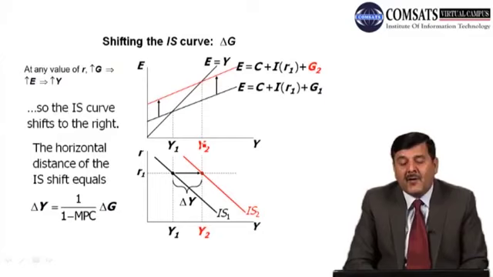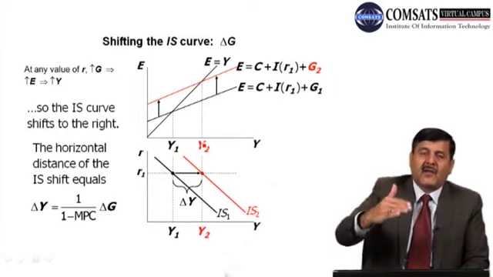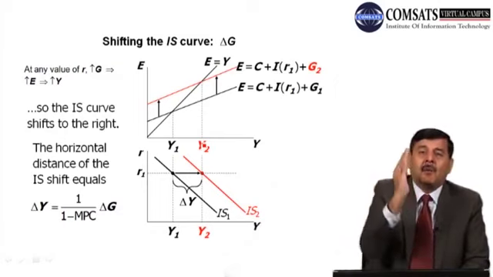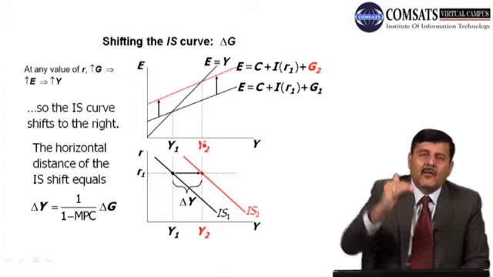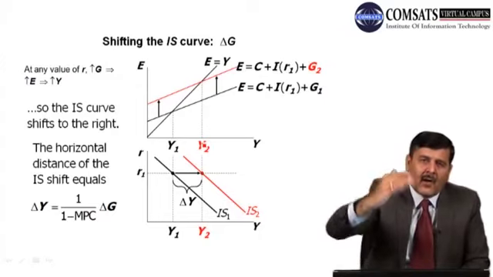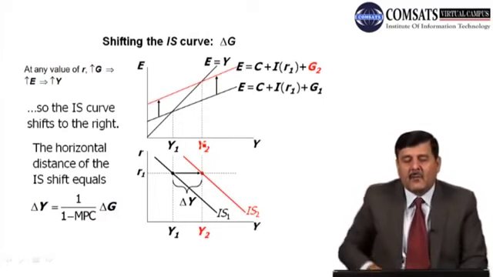G goes up from G1 to G2. What will happen to the expenditure curve? When government purchases increase, when government spending increases, what happens to planned expenditure? Naturally, government expenditure is a component of planned expenditure. Planned expenditure is equal to C plus I plus G. So when government spending increases, E increases. The curve will shift rightward.